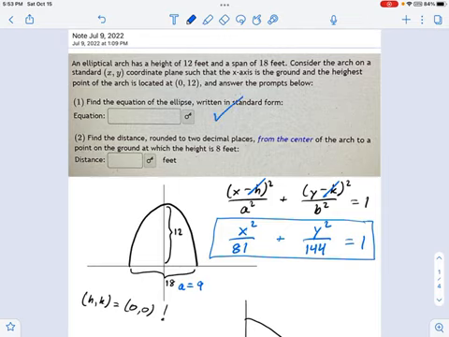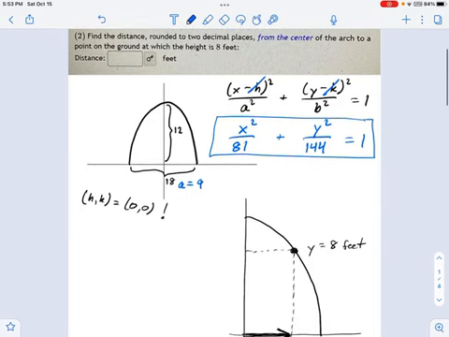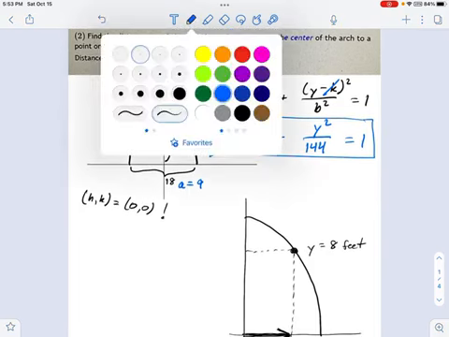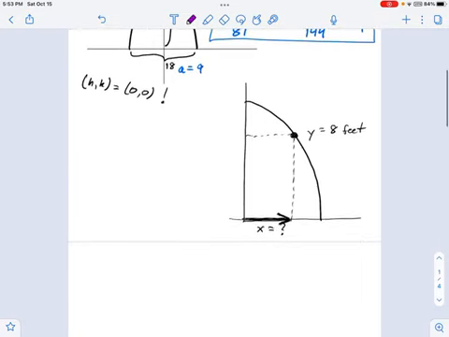Got that part done. Now moving on to the next part, they say find the distance rounded to 2 decimal places. And I want to be really clear about what they're asking for. From the center of the arch to a point on the ground at which the height is 8 feet. Okay, so the height of this thing is going to be 8 feet, and it has to go from the center of the arch. So I've drawn my interpretation of that right here.